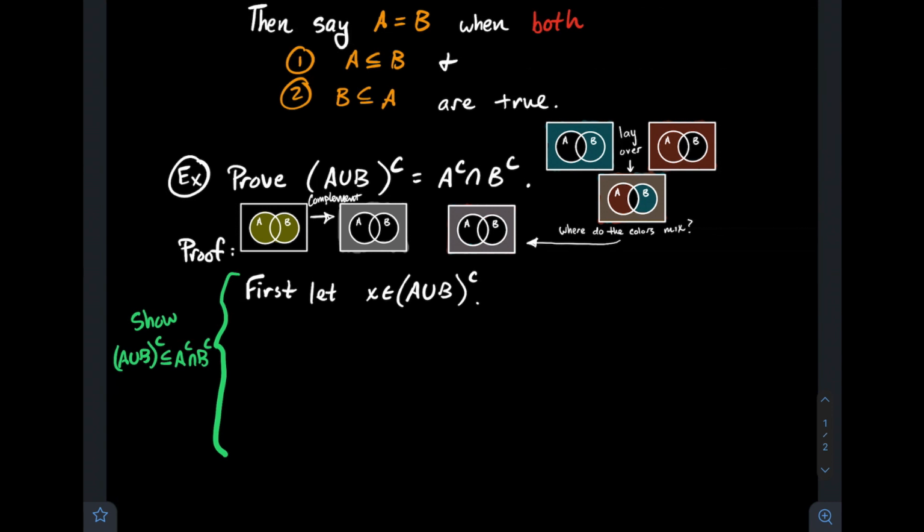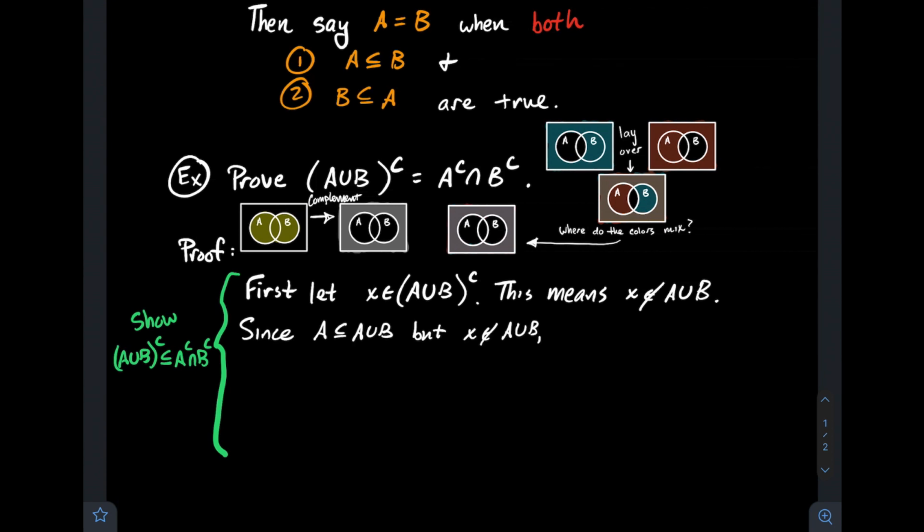So what we're going to try to do is just think about what does that mean if X is in the complement of this union? Well, that just means that X is not in A union B. Now I want to think A is definitely a subset of A union B. So if X isn't in the whole union, then it's not in any part of the union either. So because X is not in A union B, I know that X cannot be in A.